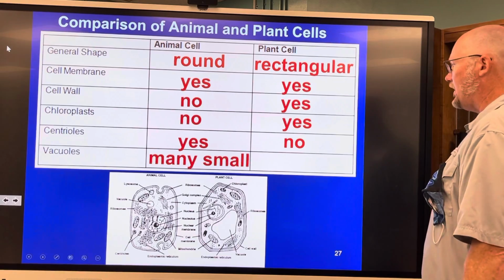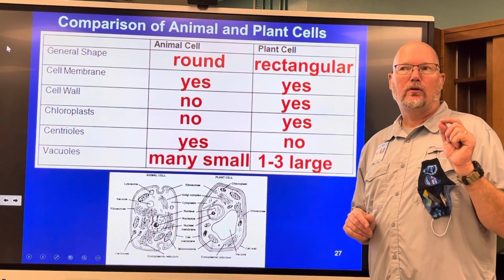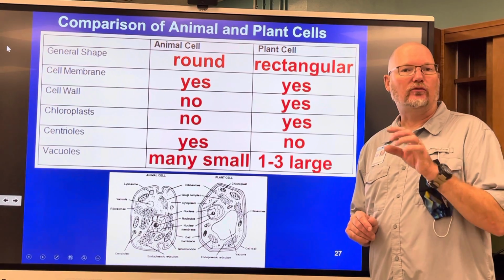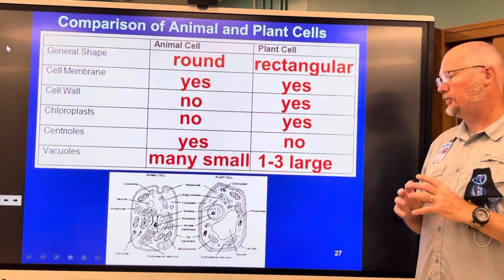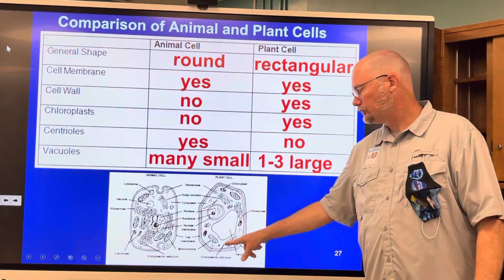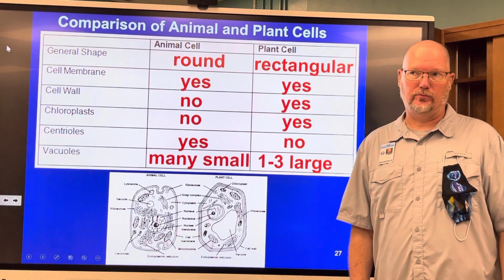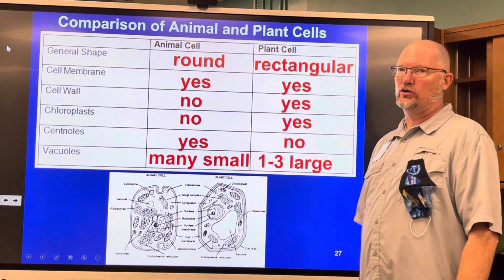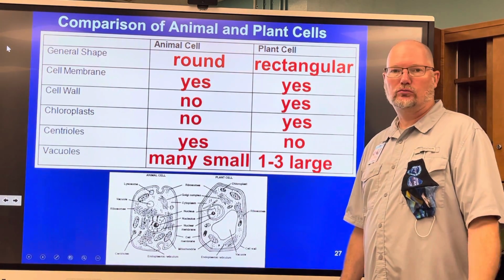And vacuoles, yes and yes, but the animal ones are small and floating around, the vacuoles. The plant ones are typically very large, and you may have more than one. You may have 2 or 3 of them in some cells for storage of water and sugar that they make.